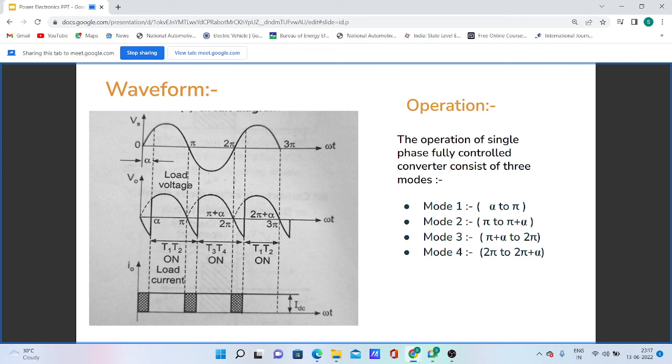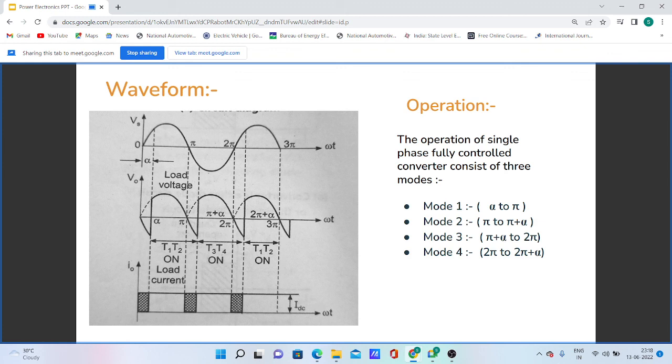In this slide, we will see the input and output voltage and current waveforms. The operation of single-phase fully controlled converter consists of four modes. Mode 1, which is from alpha to pi. Mode 2, which is from pi to pi plus alpha. Mode 3, which is from pi plus alpha to 2 pi. And mode 4, which is from 2 pi to 2 pi plus alpha.